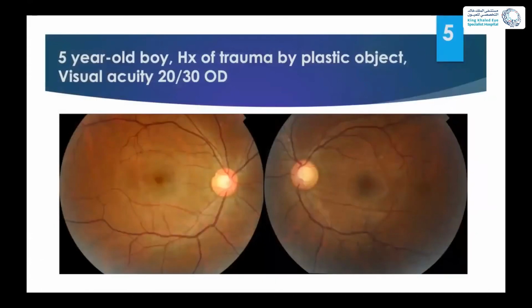This is case number 5. This is a 5-year-old boy with a history of trauma by a plastic object 1 week ago. The visual acuity in the right eye is 20/30, and the left eye is 20/20. And you can see that this is the fundus photo with a normal disc, and there is an abnormal fovea in the right eye, but the macula is normal in the left eye.